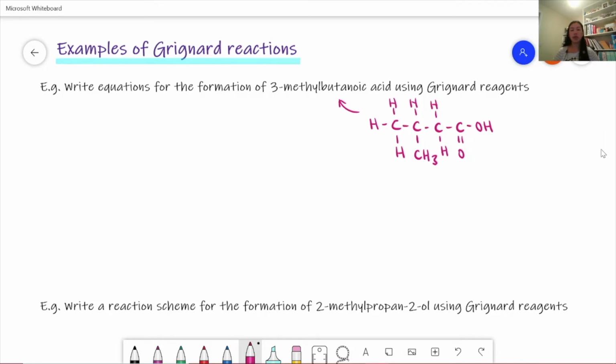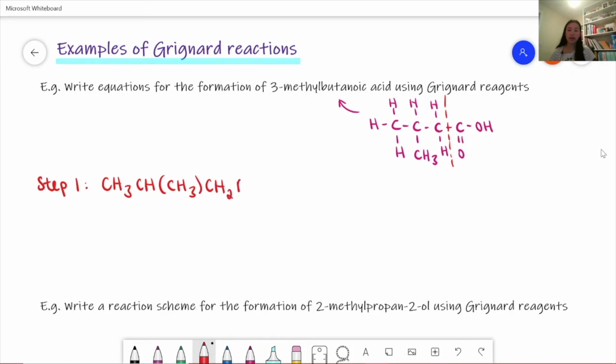And so the first step is always to generate the Grignard reagent. So we have step 1. Because the COOH we've seen comes from reacting with carbon dioxide, this means that the left-hand side of this molecule must come from the haloalkane. So we have CH3, CH, CH3, and then CH2, and then we'll use a bromoalkane. And then we react this with magnesium, and now we can form our Grignard reagent.